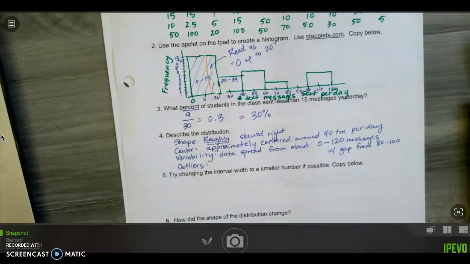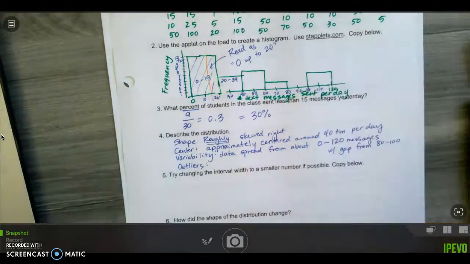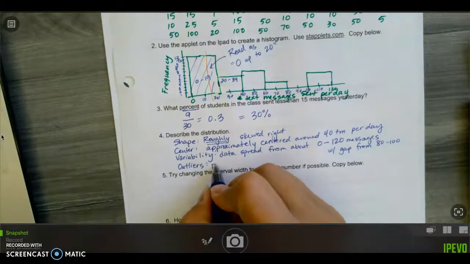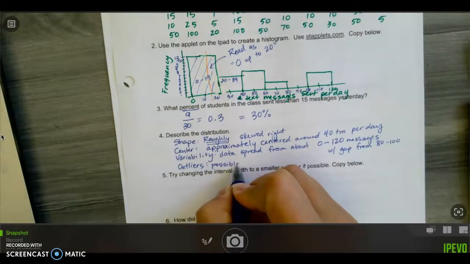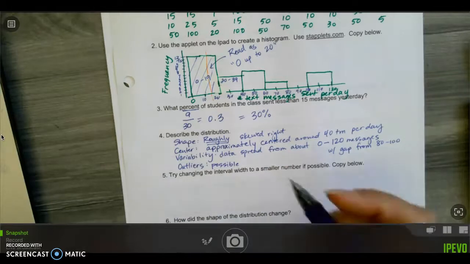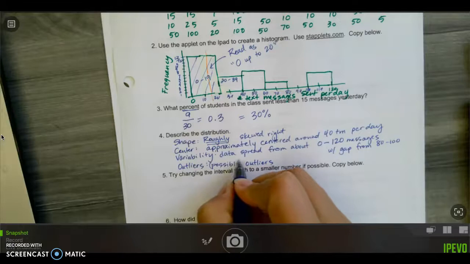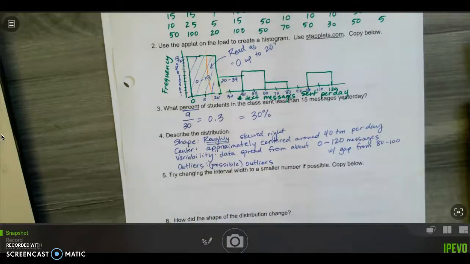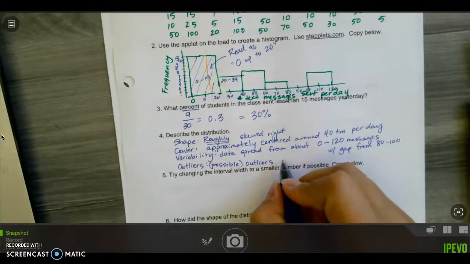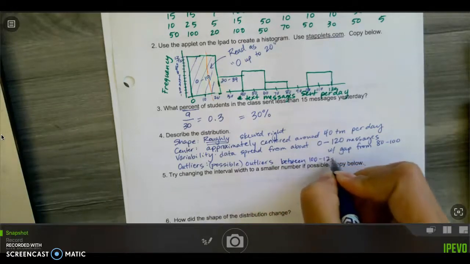Okay, so unique features are important to describe. And then outliers, well, we see there's like 4 between 0 to 120. So you could say possible. We don't know for sure yet. Well, I'll give you information for how to know that later. But possible outliers, and again, this possible is good language to use. Possible outliers between 100 to 120.